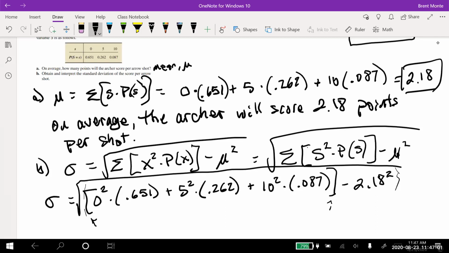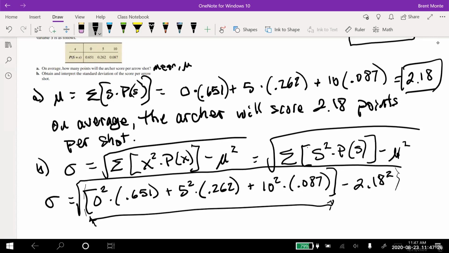times 0.262. I'm not putting in an extra parentheses for the times 0.262 because the calculator knows the operation. It's going to multiply those before it does the 10 squared times 0.087. So it'll do all those multiplications and exponents before it does the addition anyway. And then I'm going to close that parentheses because that's that first piece. So I've done that with a closed parenthesis.